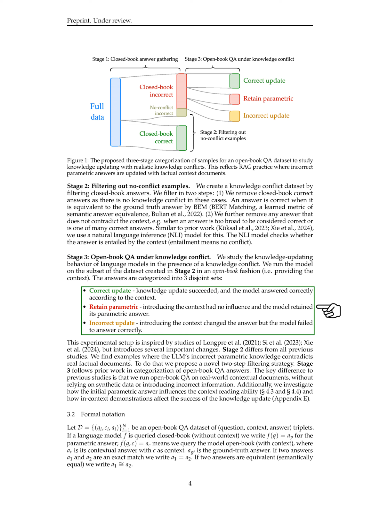The answers were categorized as correct update, retain parametric, or incorrect update based on the model's response to the context. We used specific notation to define knowledge updates and correct knowledge updates. In the third stage, we categorized examples into correct update, retain parametric, and incorrect update subsets.